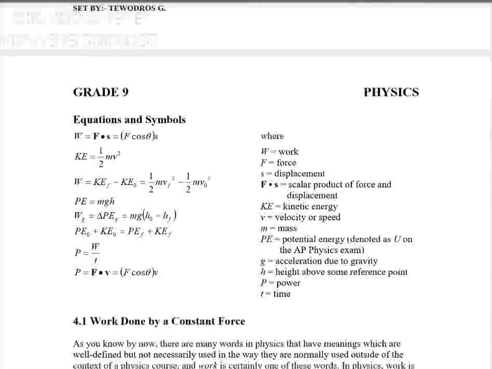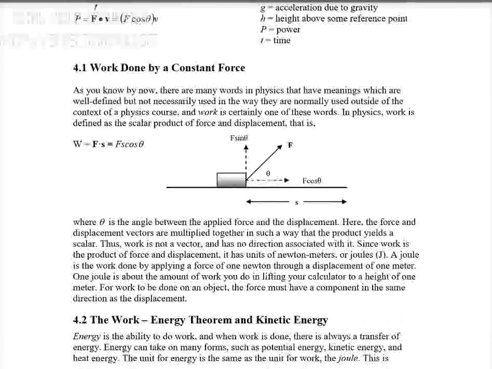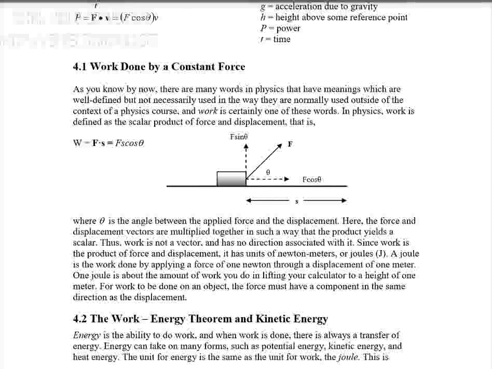Let us see, starting from work done by a constant force. When we say work, as you know, by now there are many words in physics that have been well defined, but not necessarily used in the way that is normally used outside of the context of a physics course. For example, work is one of these words, and in physics work is defined as the scalar product of displacement and force.